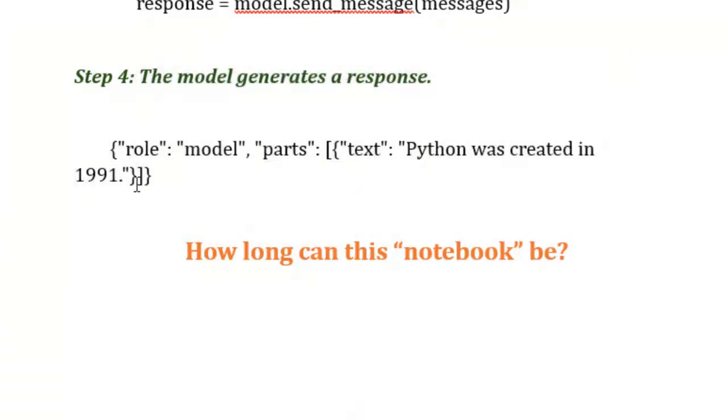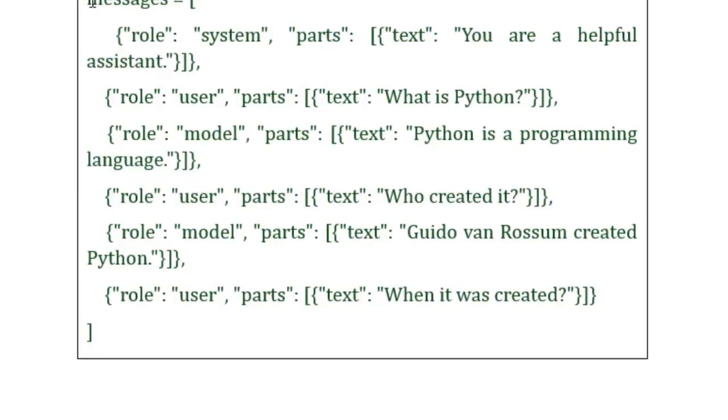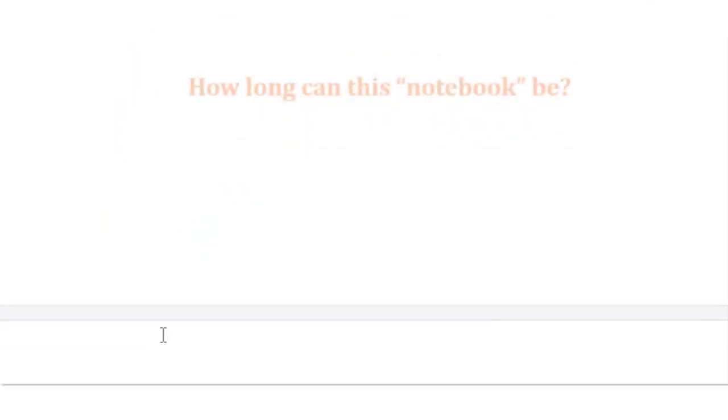Python was created in 1991. This new assistant message gets added to the notebook and is ready to be used if the user asks a follow-up question. Hope all of you are clear with this, right?